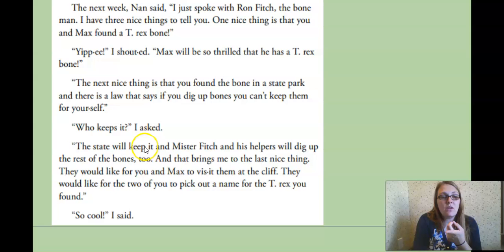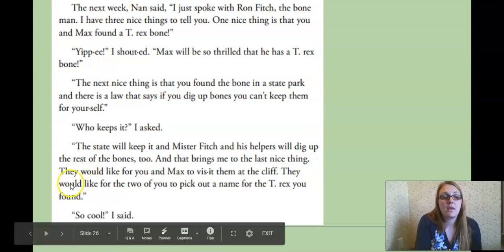The state will keep it, and Mr. Fitch and his helpers will dig up the rest of the bones too. And that brings me to the last nice thing. They would like for you and Max to visit them at the cliff. They would like for the 2 of you to pick out a name for the T-Rex you found. So cool, I said.